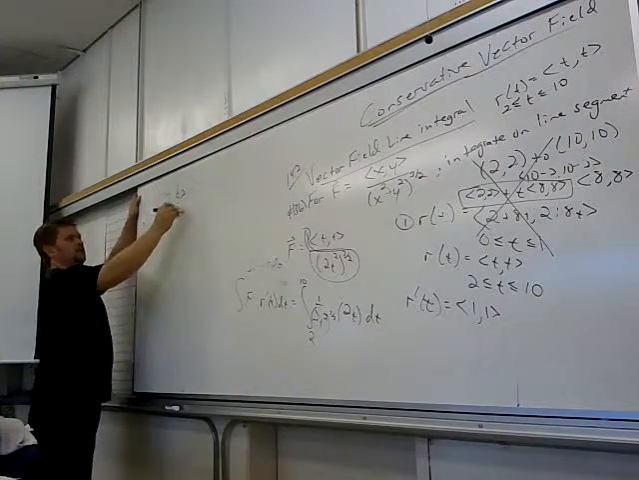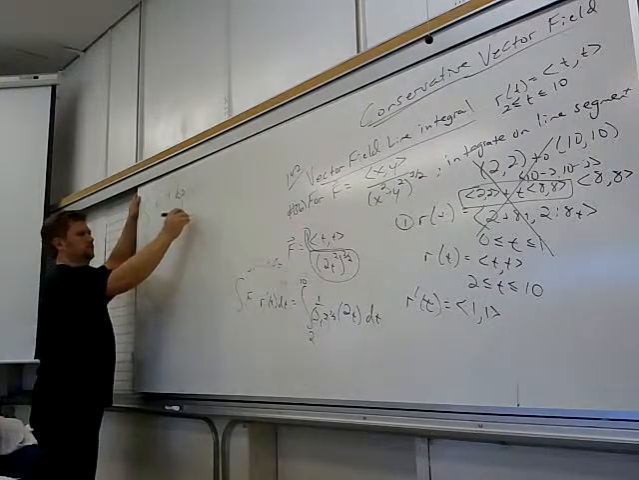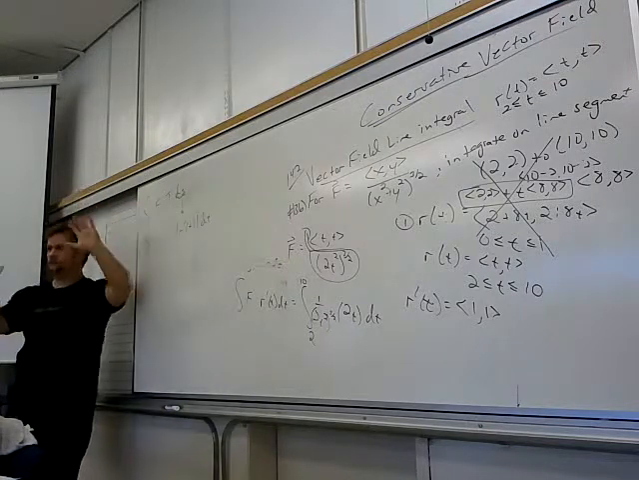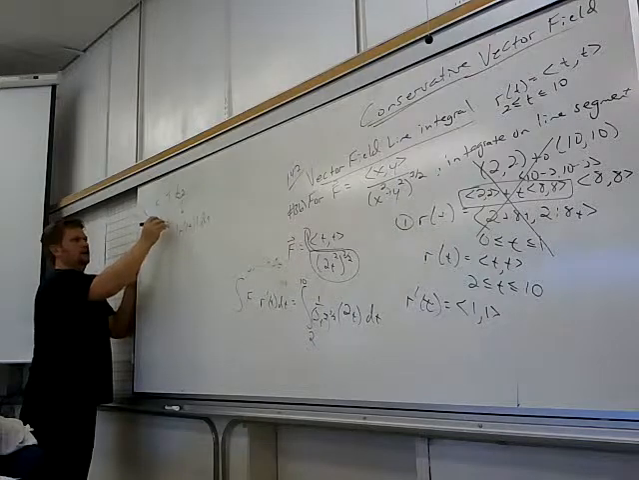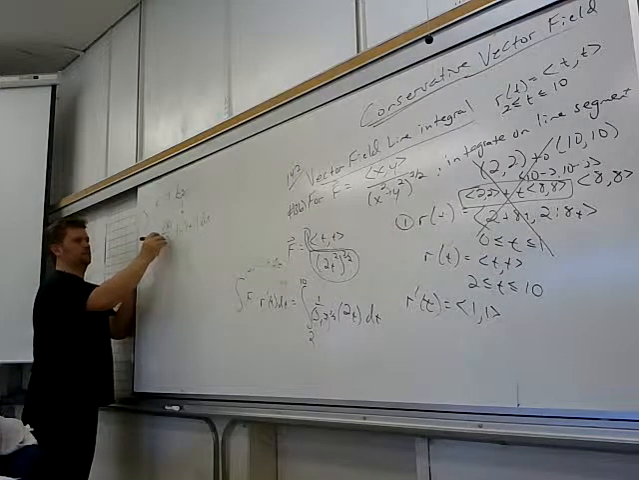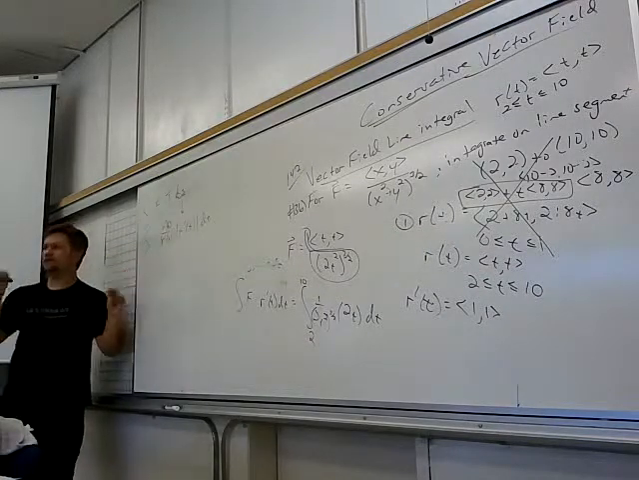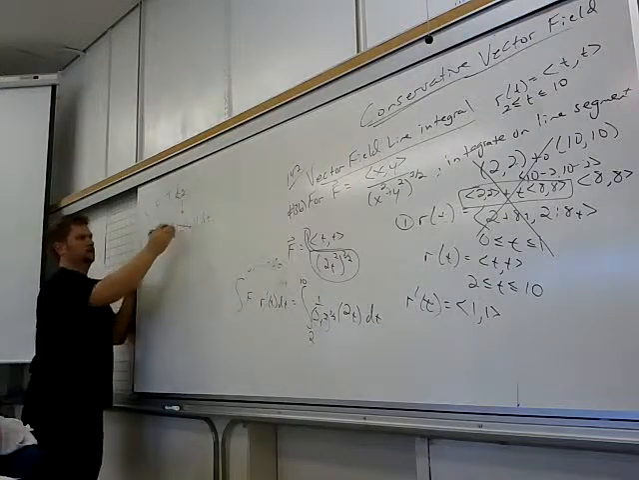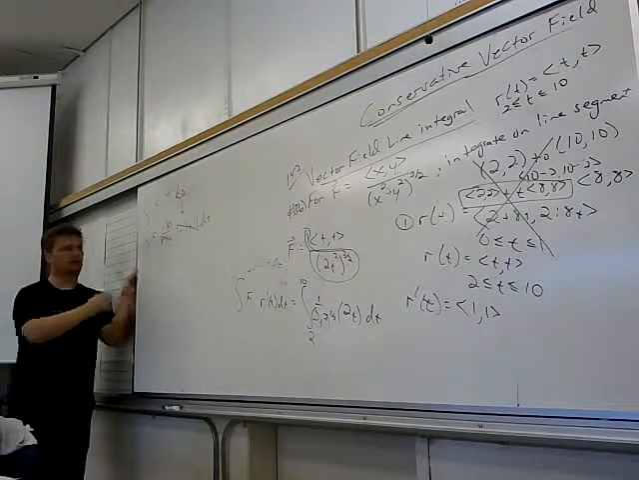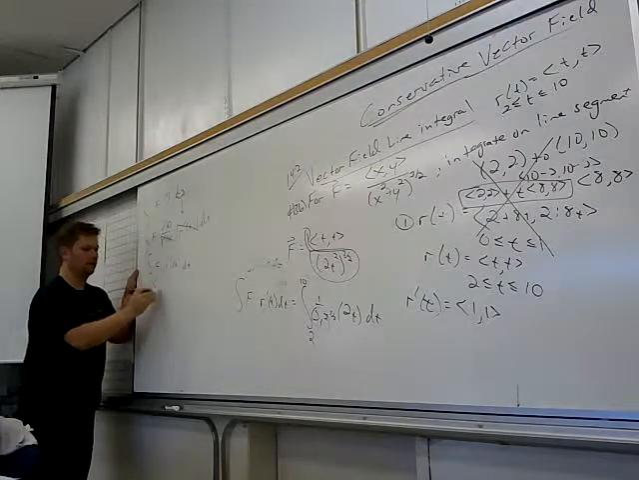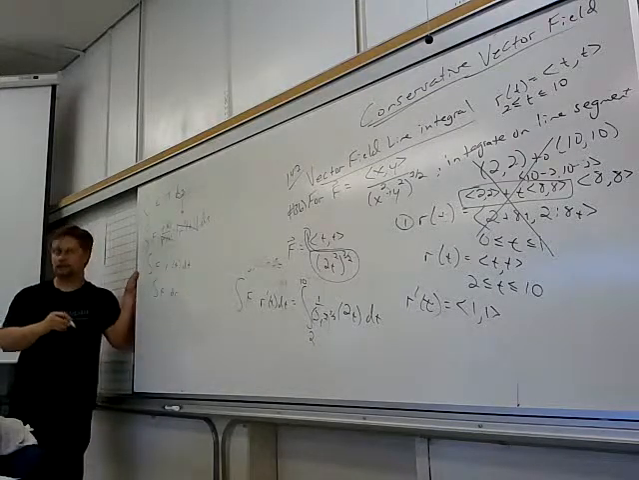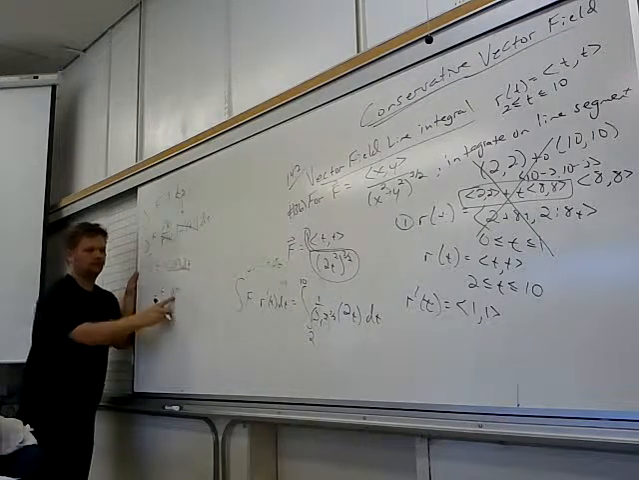Real quick. This piece is this. Is this cool? That piece is that. This is r prime over the magnitude of r prime. That's the tangent. That's what it's defined to be. So those go away. And that's why I end up with f dot r prime dt, which very often I'll write like this without thinking about it. So that's, is that cool? This piece would be this.